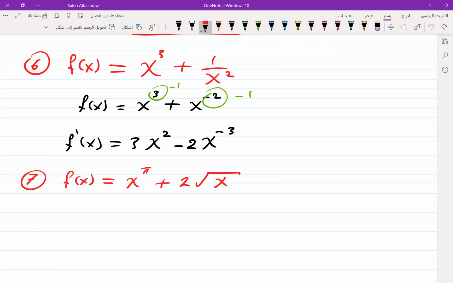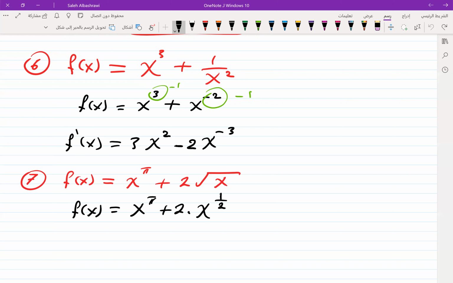I have x to power y. y is just a real number, an irrational number. So I have x to power y. Since it is a power, we can apply the power rule. But before doing that, let me rewrite the function again as x to power y plus 2 times the square root of x, which can be written as x to power 1/2. Square root means x to power 1/2.